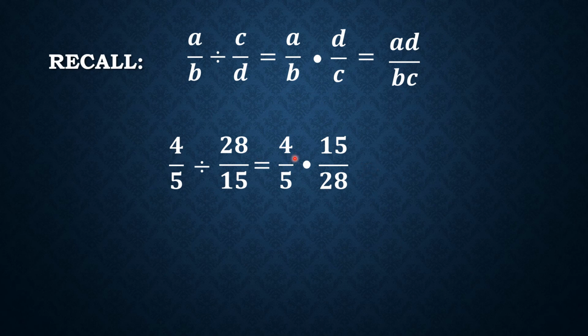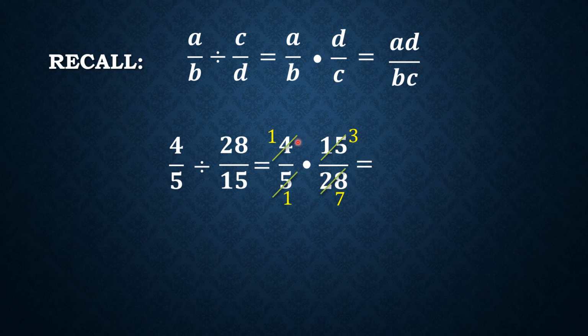Now, as you can see, our operation is multiplication. So we can apply the rules in multiplying two fractions. But in this case, we can apply cancellation first to make simplifying easier. Notice that 4 and 28 have the greatest common factor of 4. So 4 divided by 4 is 1. 28 divided by 4 is 7. Next, 5 and 15 have the GCF of 5. So 5 divided by 5 is 1. And then 15 divided by 5 is 3.